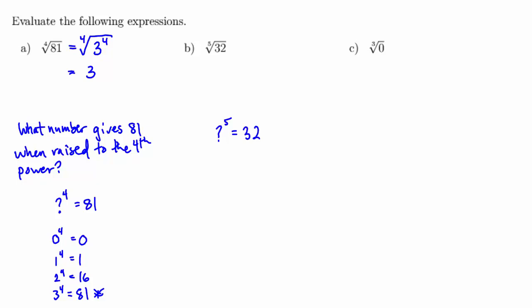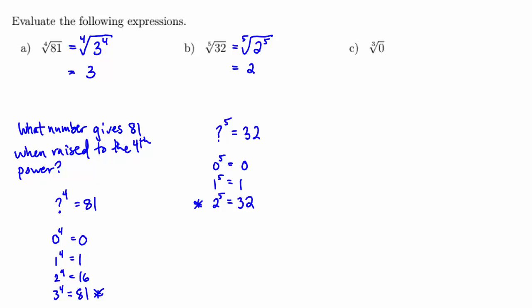So again, looking at fifth roots, I know that 0 to the fifth is 0. I know that 1 to the fifth is simply 1. 2 to the fifth power is going to give me 32. And so I know then that the fifth root of 32 will just be the number 2. So I can rewrite this fifth root of 32 as the fifth root of 2 to the fifth, and that's simply the number 2.